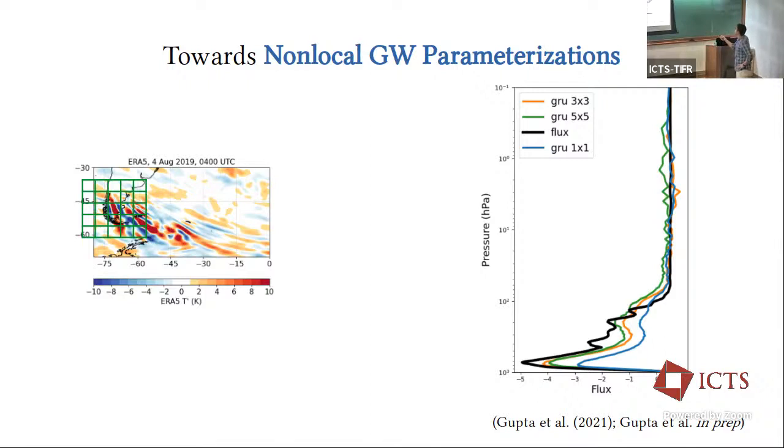But then as you introduce more and more non-local information into your neural network architecture, you see that the predicted fluxes improve significantly, and they are starting to look something like the true flux. So this provides evidence that not just for gravity waves, but even for other processes that demonstrate non-local horizontal propagation, this kind of approach will provide better emulation of the required fluxes, or whatever quantity you are trying to emulate.